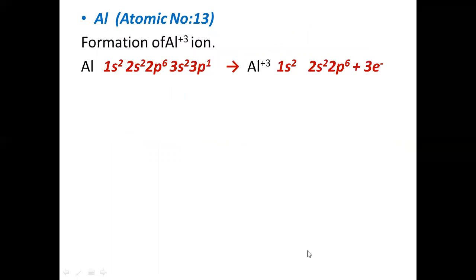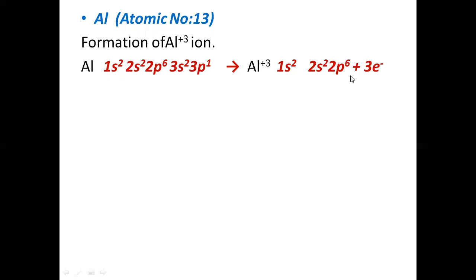B part of this self-assessment exercise is aluminium. Atomic number is 13, and we have to explain the formation of the aluminium trivalent cation. Trivalent means valency of aluminium is 3. Configuration is 1s2, 2s2, 2p6, 3s2, and 3p1. Counting both of these, 2 plus 1, gives 3. So we can say that aluminium has 3 electrons in the outermost shell.